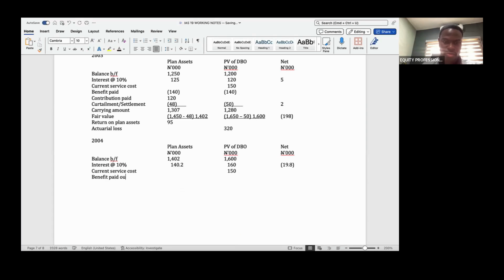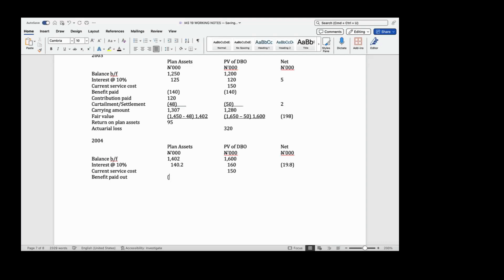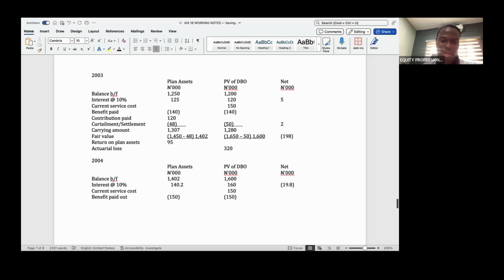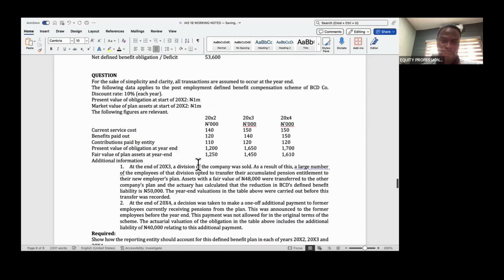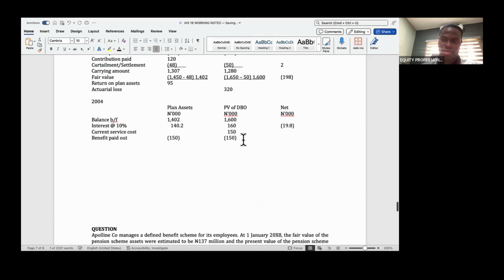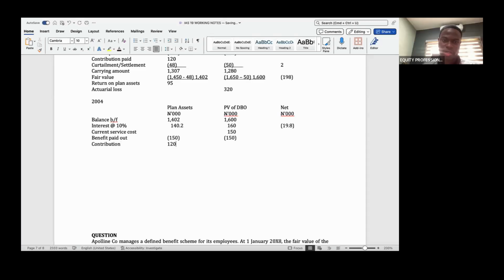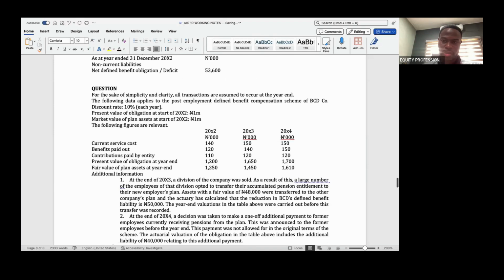Where will this one go? We'll let it from the boat. Okay, the next one is contribution, which is 120. Where will this one go? Plan assets. Correct. Okay, that's all.